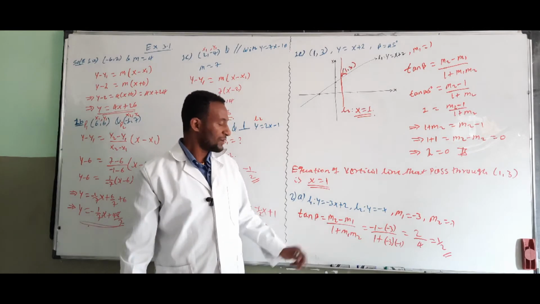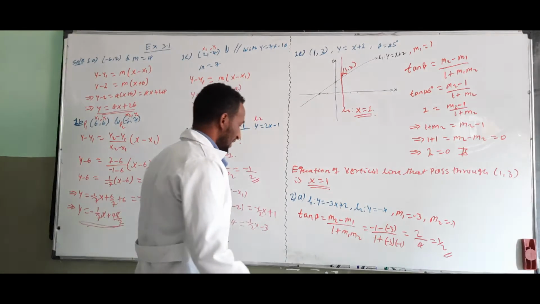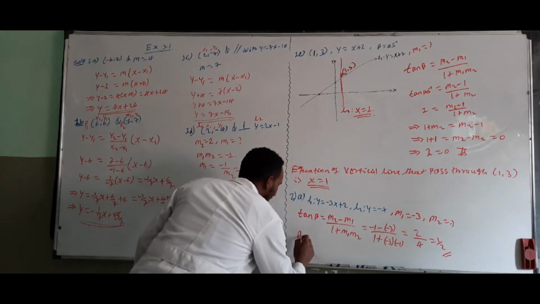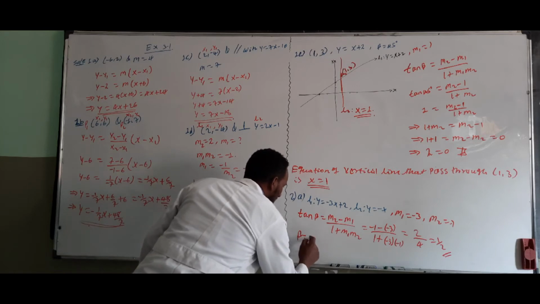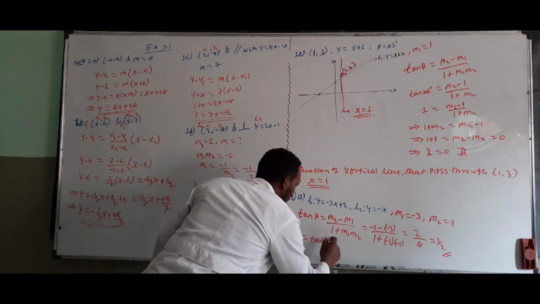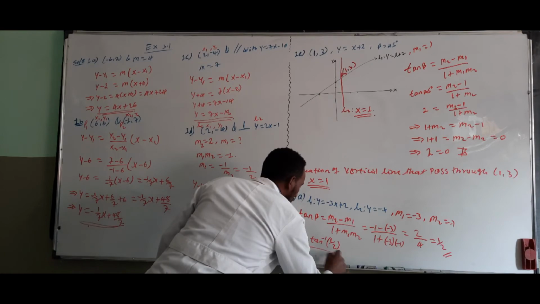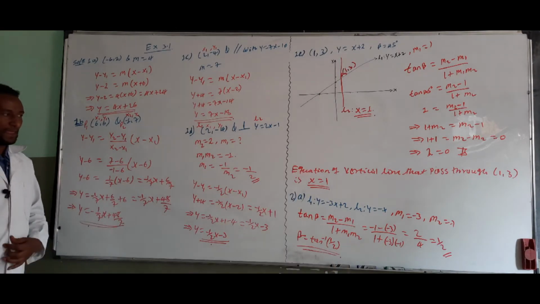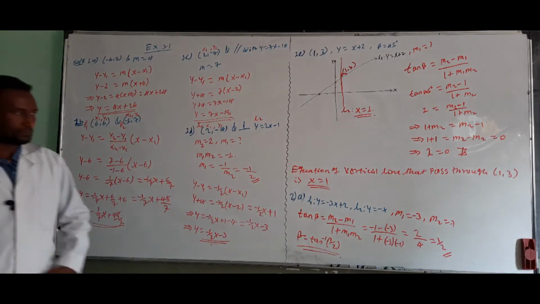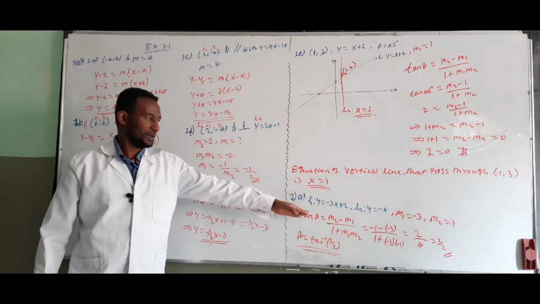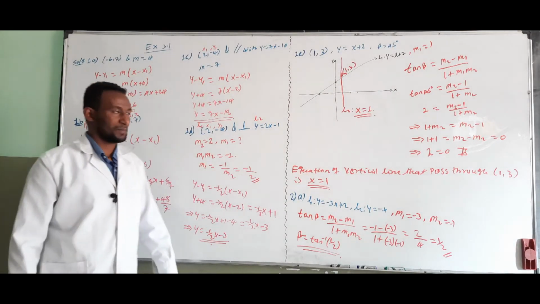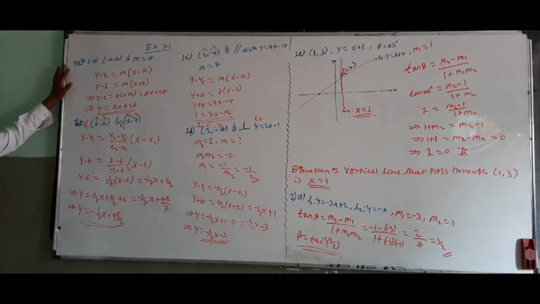Then we can find angle beta is equal to tan inverse of 1 over 2. Number 2, A and B, can also be solved the same way we did in N.